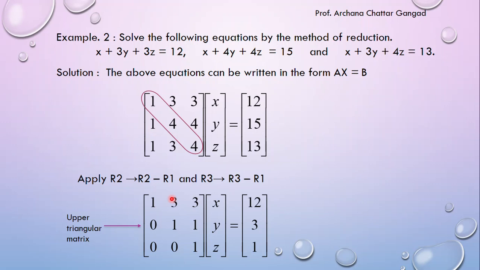If you want to follow the third step, here the coefficient matrix has been converted to upper triangular. You can write here 1x plus 3y plus 3z equal to 12, 1x plus 1y equal to 3 and 1z is equal to 1. Here you will get the value of z, then the value of y. Substitute in that equation. In this way also we can solve it.